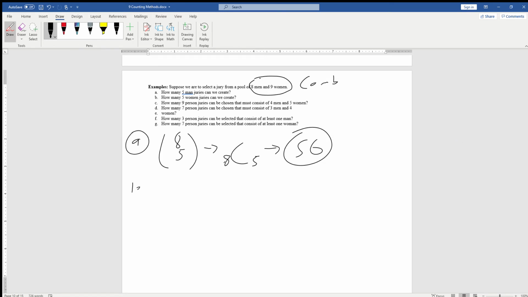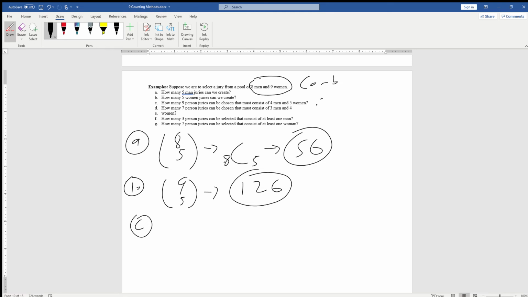How many 5-woman juries can we create? Well, that's going to be 9 women, and of those 9, we want 5. So again, putting that in my calculator, I end up with 126. Now, what if it doesn't matter about men or women? What if it's just people? So, how many 9-person juries can be chosen that must consist of 4 men and 5 women?